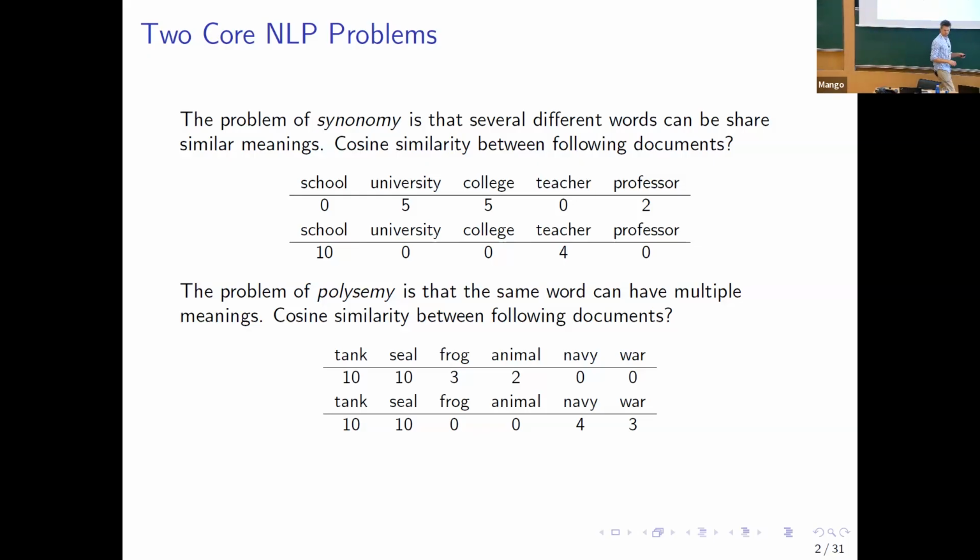By the way, there's another problem now that we're here in natural language called polysemy, which is that the same word can have multiple meanings. So tank, seal, frog, animal, navy, war, in document 1 and document 2. The cosine similarity between these two documents is going to be relatively high, and arguably it shouldn't be, because a tank has two meanings. A tank is a place where animals live, amphibians and fish, but it's also part of mechanized infantry in the army.